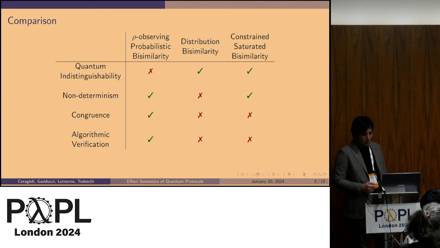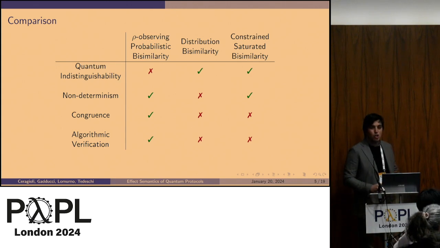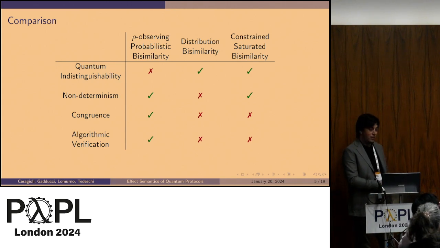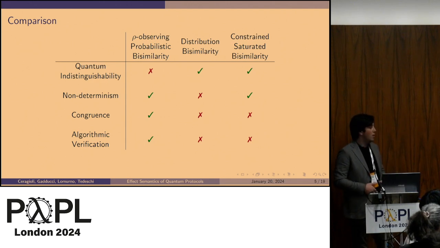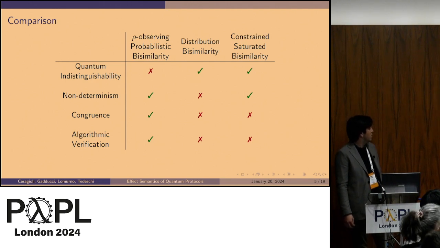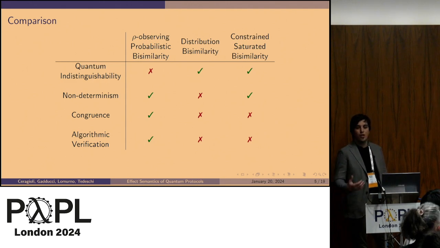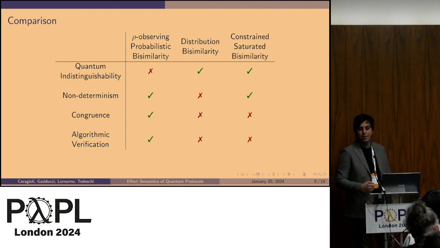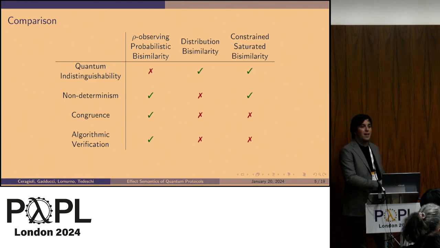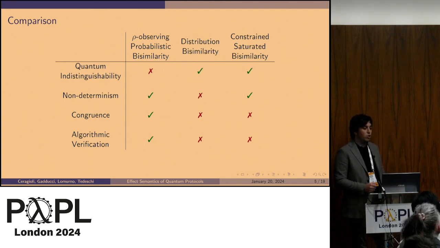We already tackled this problem in our talk at POPL a few days ago. We proposed constraint-saturated bisimilarity, which keeps this model, so probabilistic transition systems, and changes the notion of bisimilarity. But it also has some disadvantages. First of all, our proposed bisimilarity is not a congruence, so it's not preserved by the operators of our process algebra, and we lack algorithmic verification, because in general, if we're given, for example, a process and its implementation, to verify that they are equivalent, that they are bisimilar, we should build an infinite number of transition systems, one for each possible quantum input, and verify that they are bisimilar.